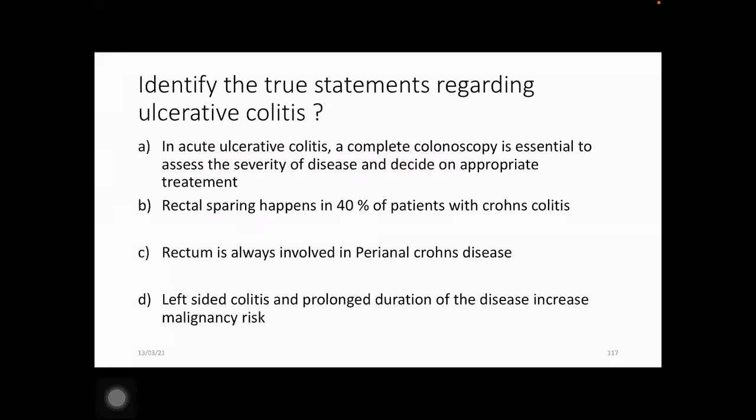Rectal sparing happens in 40% of patients with Crohn's colitis. I said this point before. So rectal sparing, that is a true statement. The rectum is always involved in perianal Crohn's disease. True or false? False. Left-sided colitis and prolonged duration of the disease increase the malignancy risk. False. It is pancolitis and prolonged duration of the disease that increase the malignancy risk.